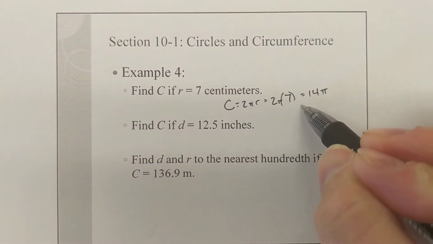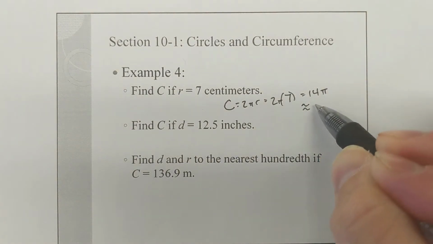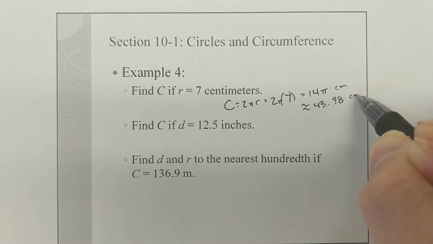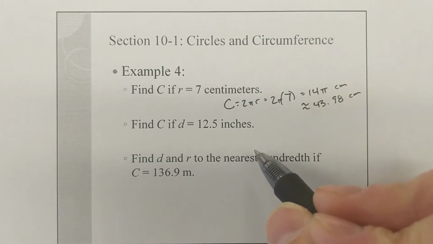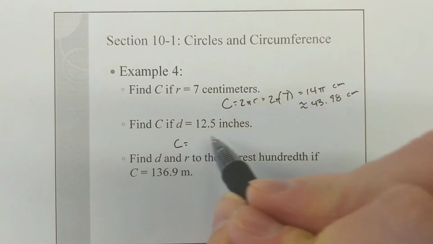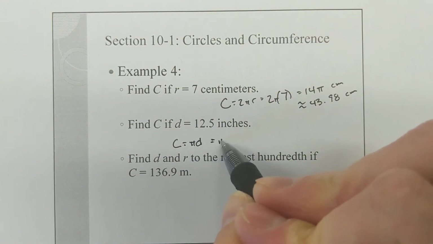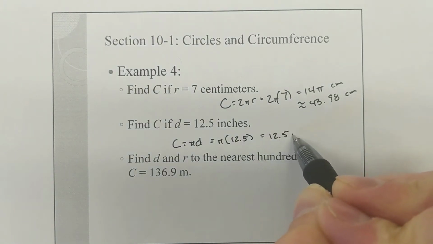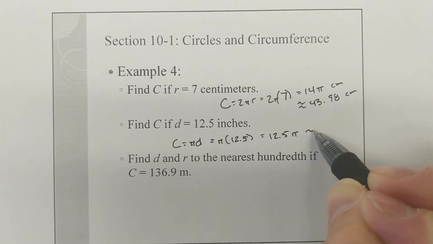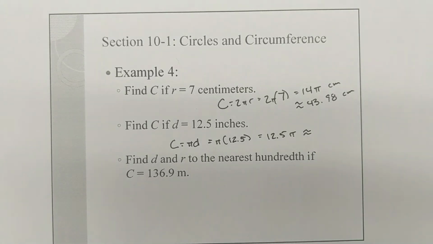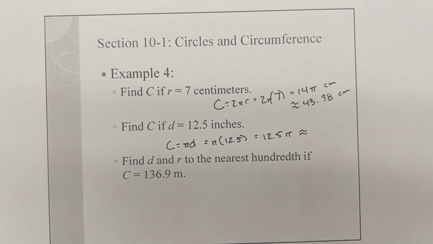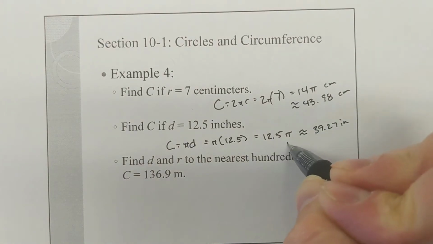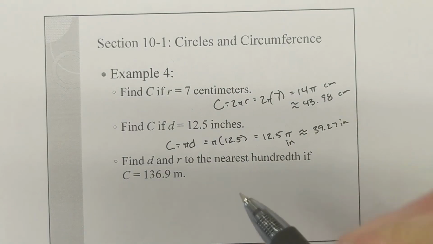So this would be about, we'll call it 43.98 centimeters. So for 2, diameter is 12.5, so I'm going to use the other equation, pi d. So pi times 12.5, which is just 12.5 pi, which is approximately 39.27 inches in this case.